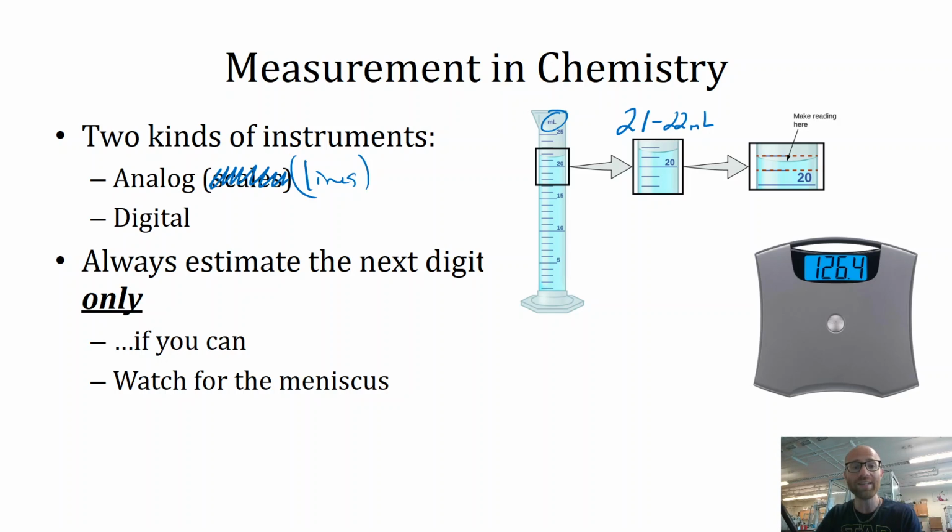And always estimate the next digit. So we're going to look at exactly where the bottom of the meniscus is, and we're going to trace it all the way back as best we can. And I'm going to say, squinting and getting closer to the ruler and getting on the same level as it, that if we read the bottom of the meniscus, which is that curve in the water when you have a container that water interacts with, we read the lowest point because that's the least interaction with the instrument. I'm going to say that that's 21.6 milliliters.